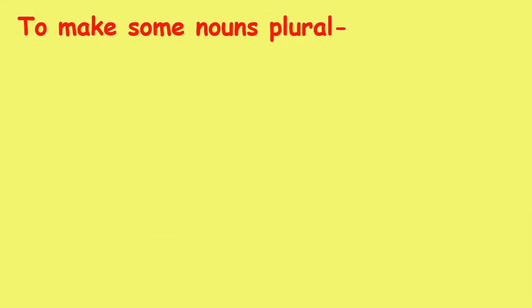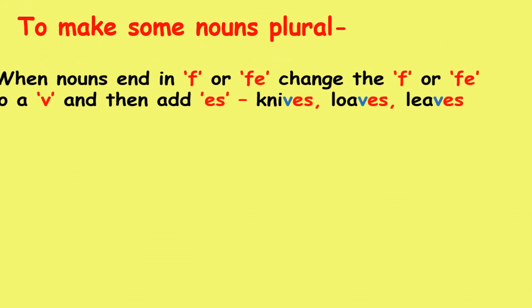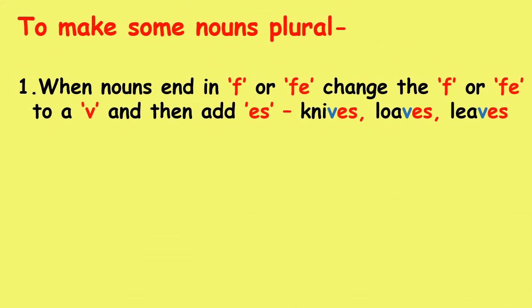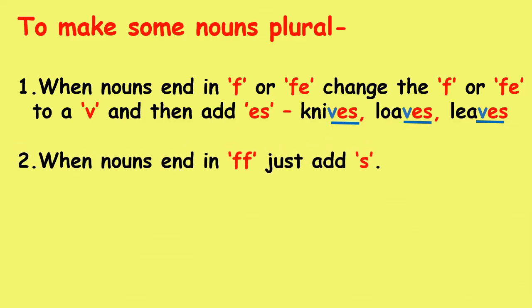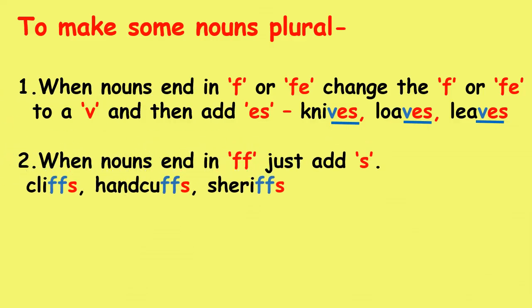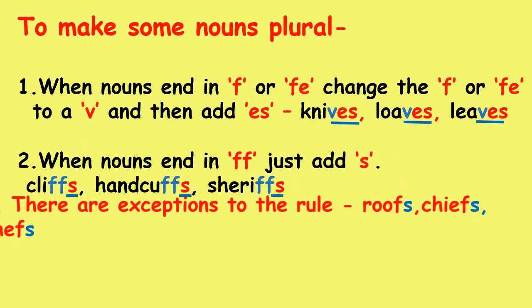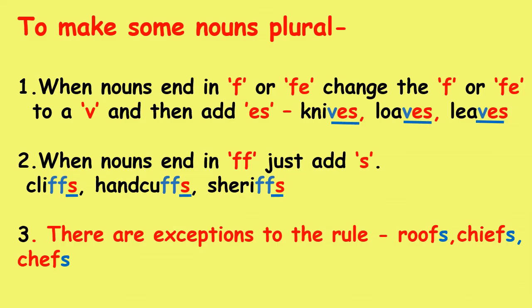What rules did we learn in this lesson to make nouns plural? When nouns end in F or FE, we change the F or FE to a V and then add ES, as in knives, loaves, and leaves. When nouns end in FF, we just add S, as in cliffs, handcuffs, and sheriffs. There are exceptions to the rule, as in roofs, chiefs, and chefs.